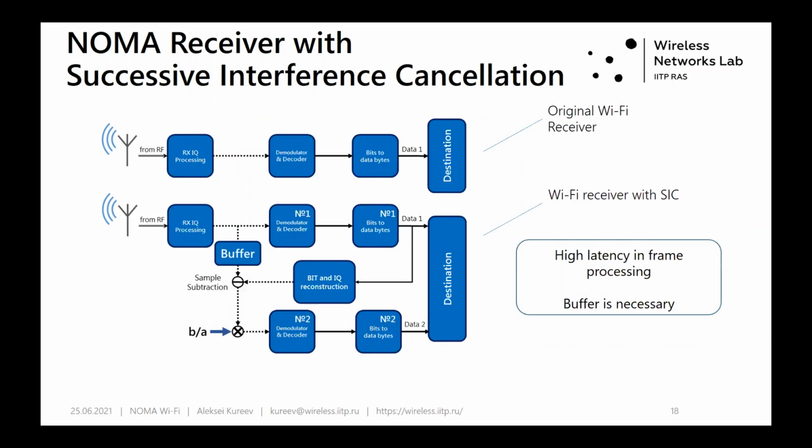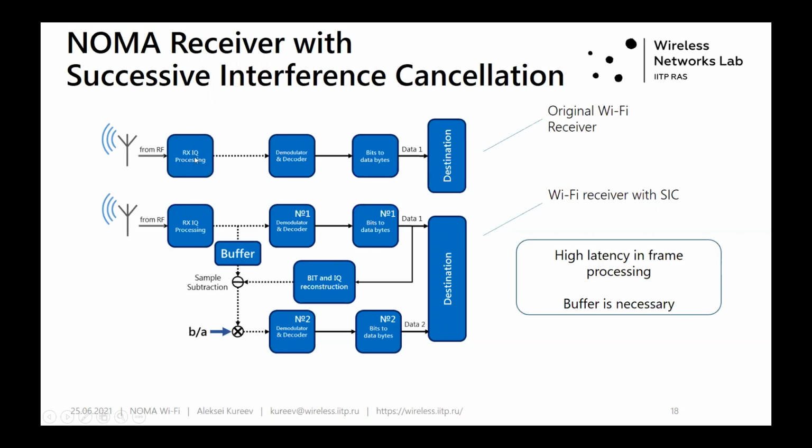Probably the main and the most interesting part of NOMA is the NOMA receiver. If we consider the state-of-the-art scheme where we have successive interference cancellation to decode the primary and secondary frame, while trying to implement it, we face several very important problems, and without solving them, we cannot implement it at all in Wi-Fi, especially in Wi-Fi.